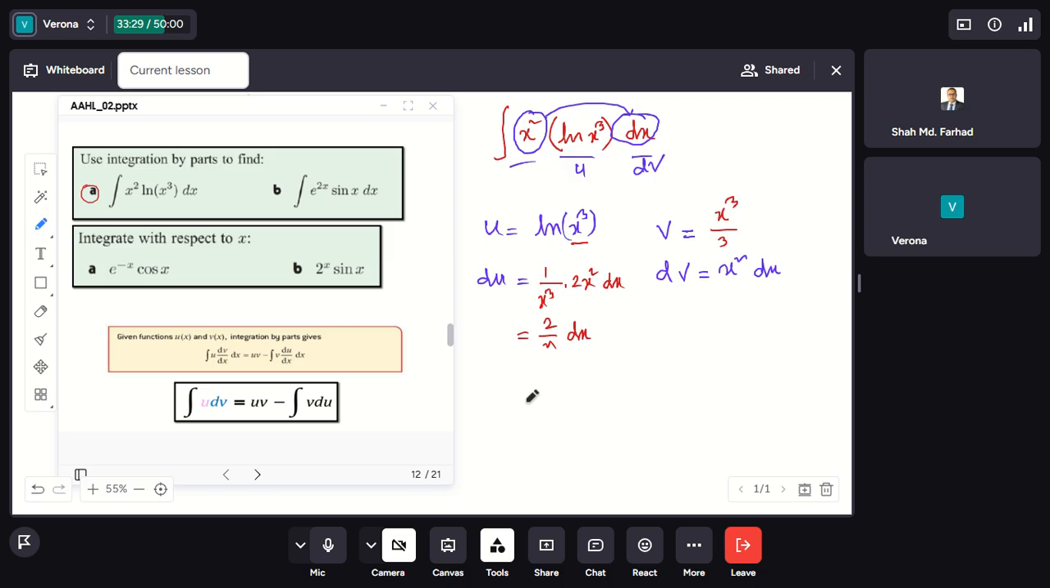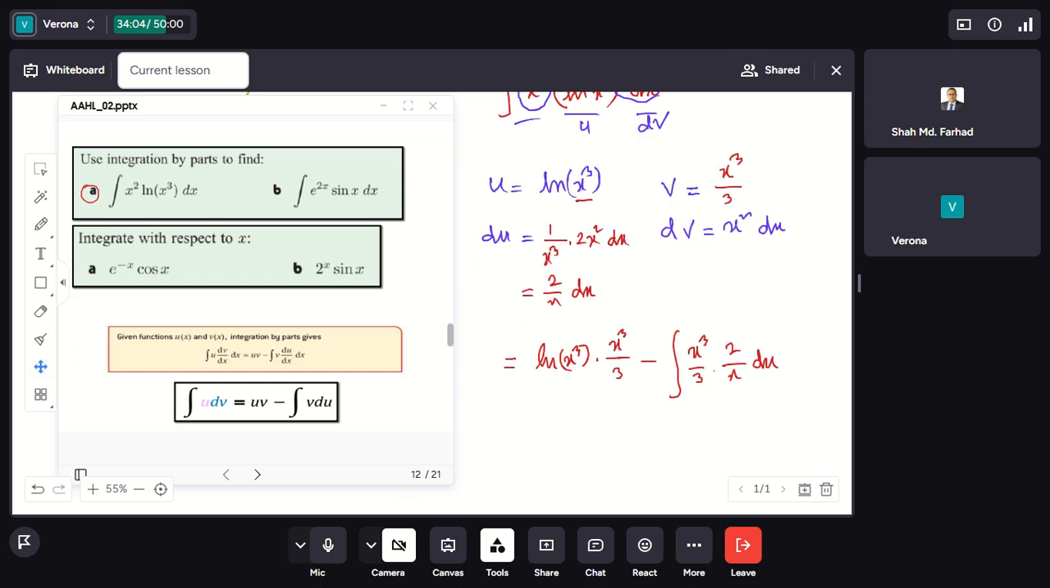If we substitute this, what will we get here? ln x cube multiplied by x cube over 3, then negative v, that is x cube over 3, and then 2 over x dx.